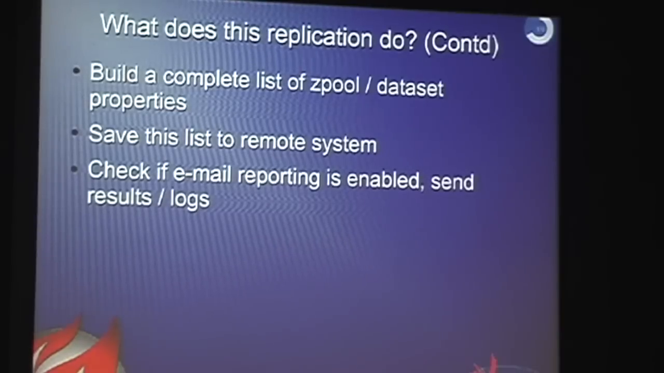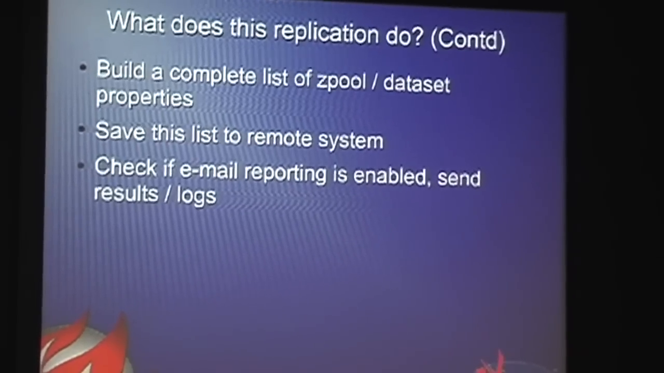When it's done, it'll do a couple extra things. It'll build a complete list of your entire Zpool dataset options. And we want to keep that list for a couple reasons. So we're going to keep this list and save it off to the remote system. And we use that for bare metal restores and making sure we pull and set all the right properties back when we do a recovery. And then, of course, if email reporting is enabled, let's go ahead and send out notifiers saying, hey, I've replicated, or hey, this didn't work, please check it.